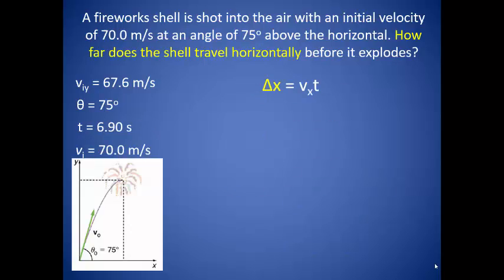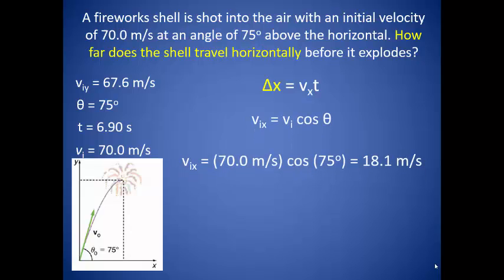Finally, how far does the shell travel horizontally before it explodes? Remember, our x motion is dependent only on the velocity and the time, since there is no horizontal acceleration. Just like we did with the vertical motion, we need to determine the x component of our initial 70 meters per second. Initial x velocity is equal to the initial velocity times the cosine of the angle 75 degrees, and it turns out to be 18.1 meters per second. This is both our initial x and final x velocity, so we can use this in our x displacement equation to give us the shell exploding 125 meters in the horizontal direction.